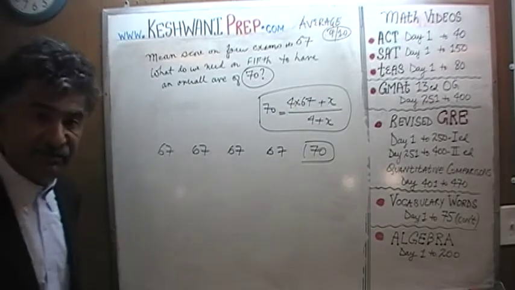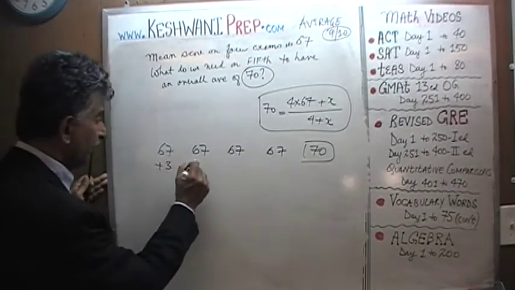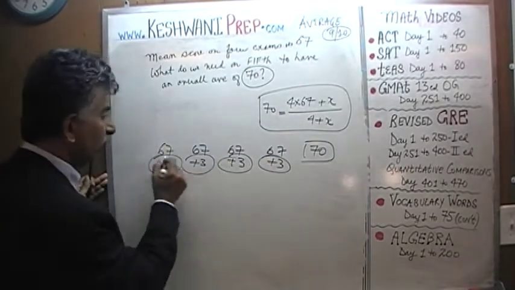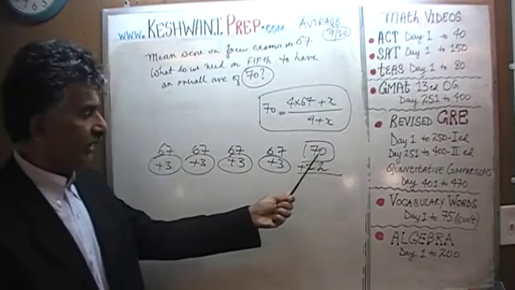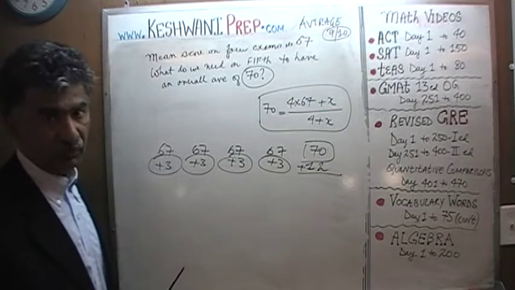Well, in this exam we had 67. We want an average of 70. We are 3 points short, on each of the four exams. We have to make up an additional 12 points in addition to getting 70 on the 5th exam, to make up the deficiency of 12 points on the first 4 exams. That's it. We are done.